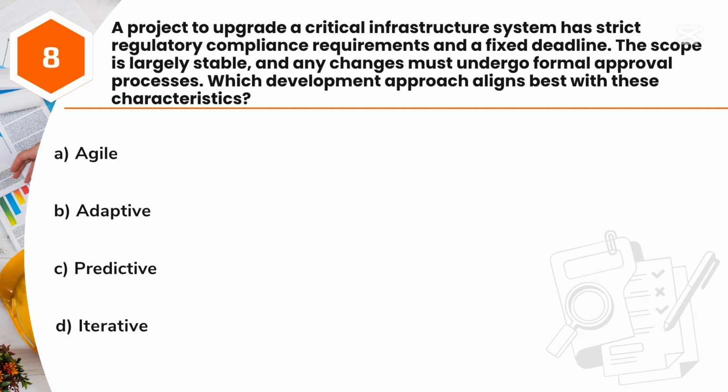Question 8. A project to upgrade a critical infrastructure system has strict regulatory compliance requirements and a fixed deadline. The scope is largely stable, and any changes must undergo formal approval processes. Which development approach aligns best with these characteristics? A. Agile. B. Adaptive. C. Predictive. D. Iterative.